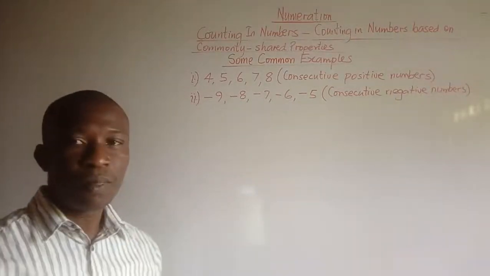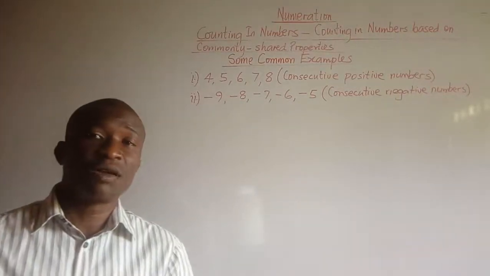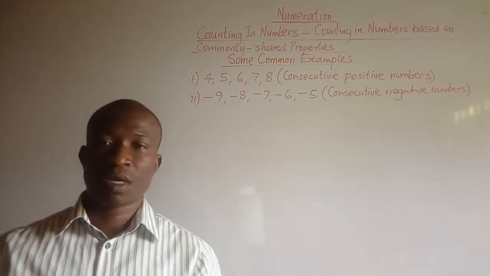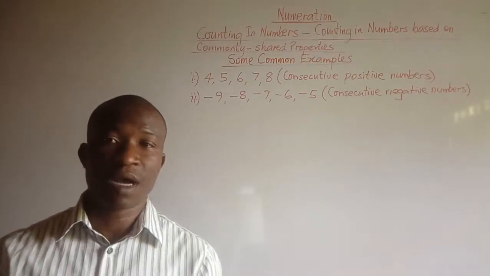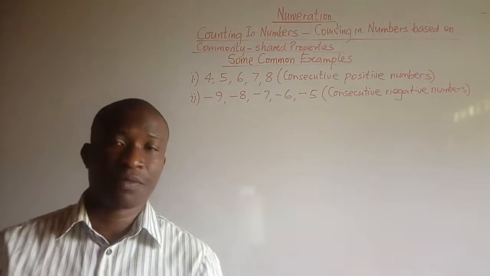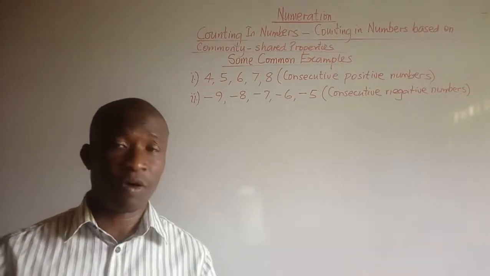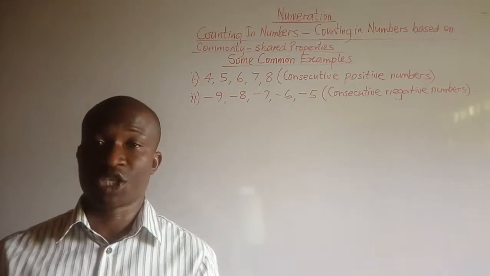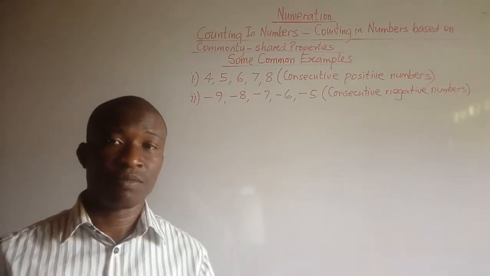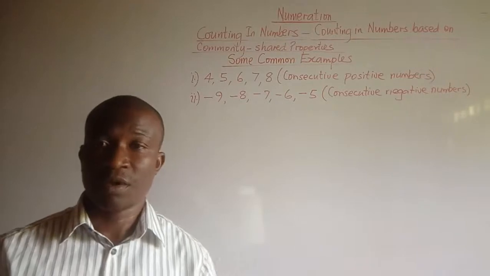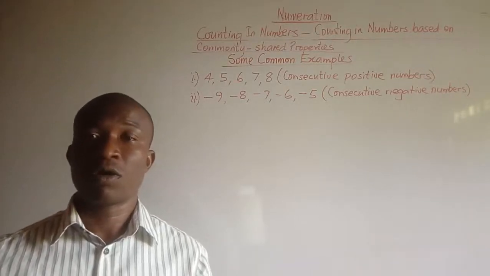Okay? What do I mean by consecutive numbers? Consecutive numbers are successive numbers. That is to say that the changing factor that brings about a change from one term to another in the sequence remains the same or is common.